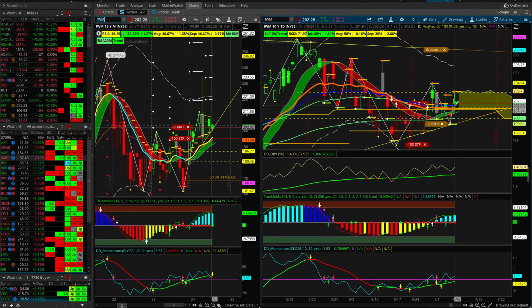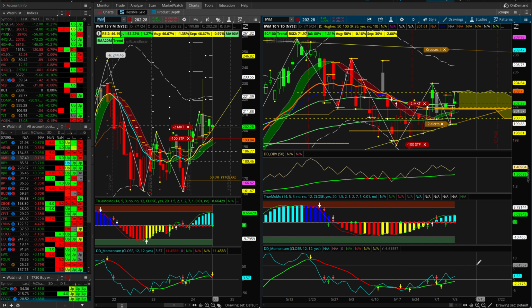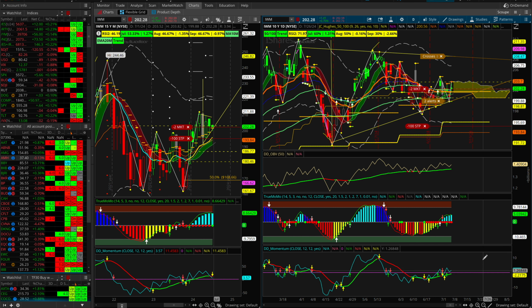The 21 needs to get over the 34. We are above the trend ribbon. We have momentum going in the right direction down here. Obviously, we wouldn't be in this position if the monthly chart didn't allow it to be. And so this thing looks like it could work out, and if it does, it's going to be pretty good.